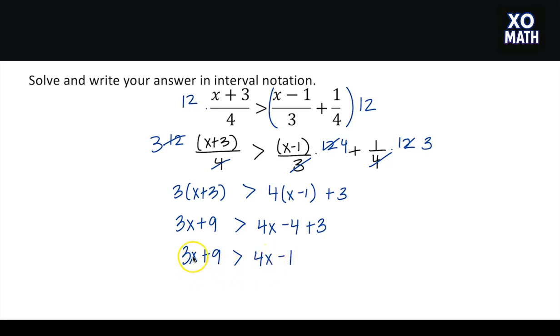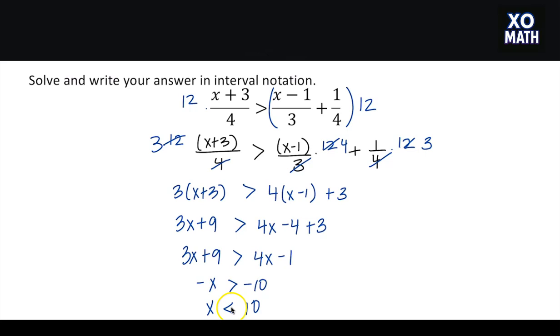So I'm going to subtract 4x from 3x. So the left side's going to end up as negative x. And then I'm going to subtract 9 from negative 1. That's going to give me negative 10. So I have negative x is greater than negative 10. And now I'm going to have to multiply both sides by negative 1, or divide both sides by negative 1, to get the x by itself. And because this is an inequality, the signs are going to switch. So I'm going to have x is less than positive 10. So we're going to multiply both sides by a negative, switch the inequality. So this is my solution.